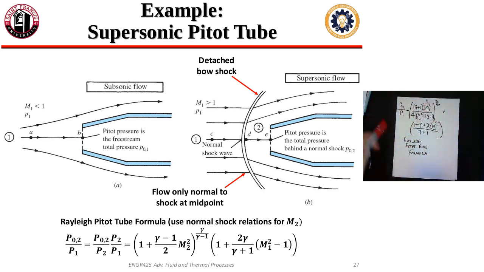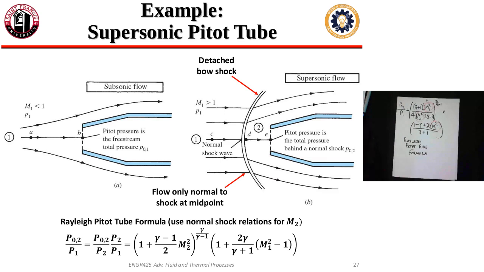So the downside of the Rayleigh pitot tube formula is that yes, it does relate everything together, but it doesn't actually solve for what I want. It's implicit. I cannot solve this to be an analytic expression of the free stream Mach number. You cannot do it. So that's unfortunate.